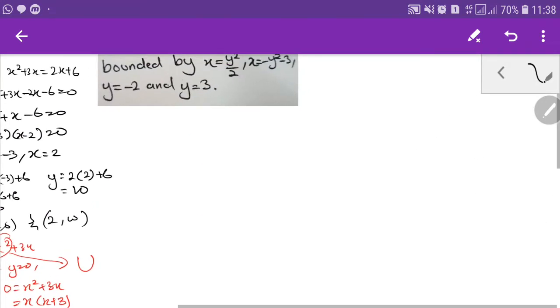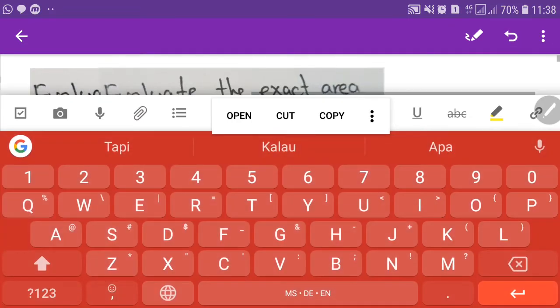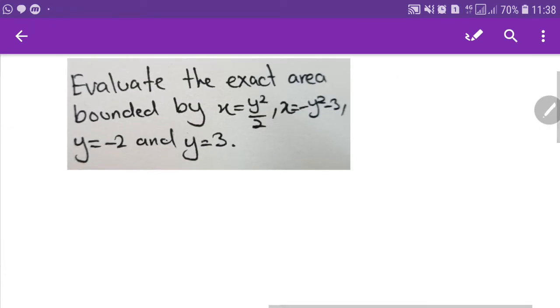Let's move on to the second question. Just now we have it in terms of x, right? Let's do one example in terms of y, okay, from this question. So evaluate the exact area bounded by x equals y squared over 2, x equals minus y squared minus 3, y equals minus 2, and y equals 3.